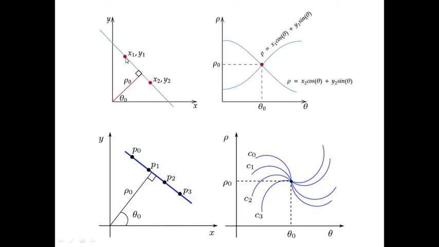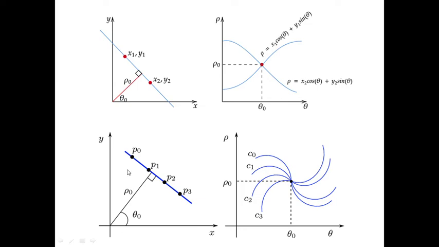If I have two points on this polar line, one at this point and one at this point, that means I have two sinusoids. One sinusoid is in this manner, and one sinusoid will be in this manner. On the vertical axis I have rho, and on the horizontal axis I have theta. This point gives me a sinusoid and this point also gives me a sinusoid. This is the equation of this curve.